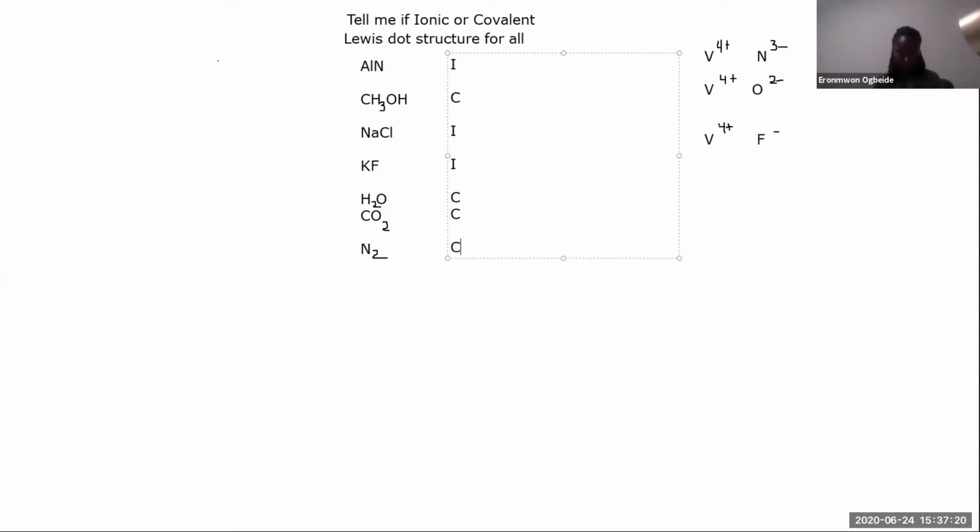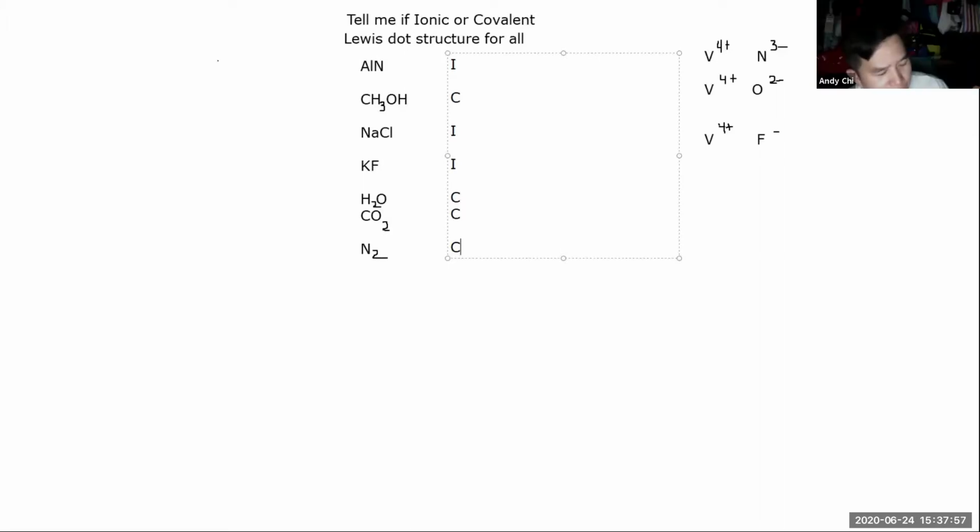Piece of cake, right? No, how do you know, teacher? I don't know. Okay, so anybody want to help him out? How would you know that it's ionic or covalent? Easiest way. It's from a metal and a non-metal formed together. That is correct. So if we have a metal and a non-metal, it's going to form an ionic compound.